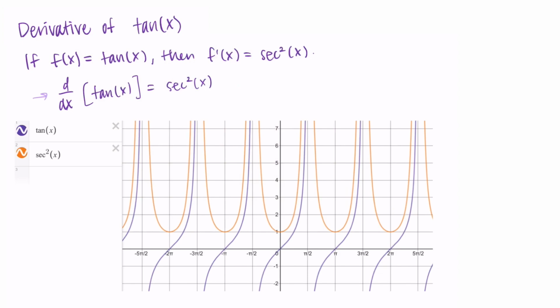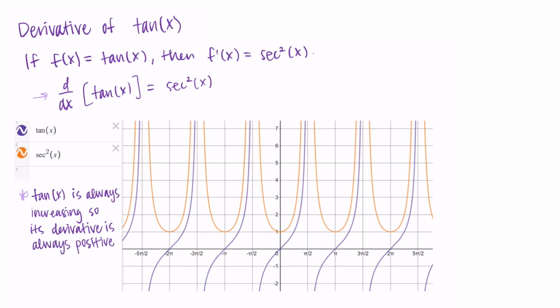But let's look at the tangent graph. So tangent is always increasing where it's defined. It has vertical asymptotes at pi over 2, 3 pi over 2, etc. But everywhere in between those vertical asymptotes, the function is increasing. So if tangent is always increasing, its derivative is always positive. So this means our derivative graph is going to be entirely above the x-axis.